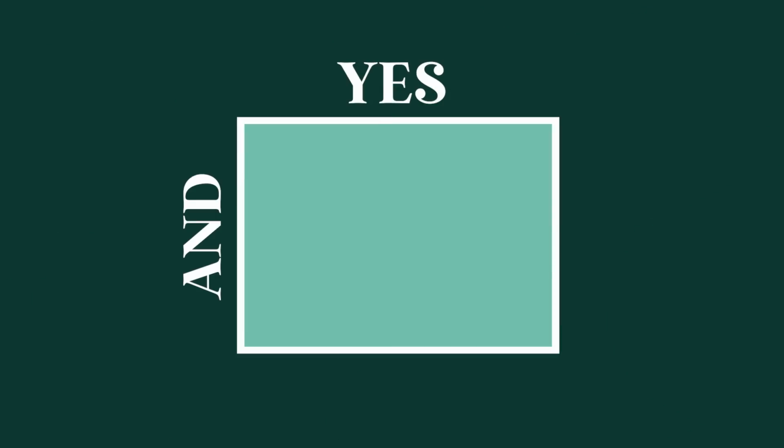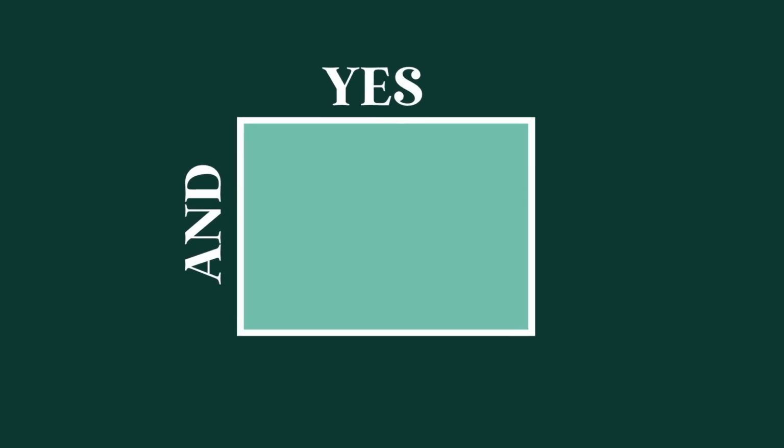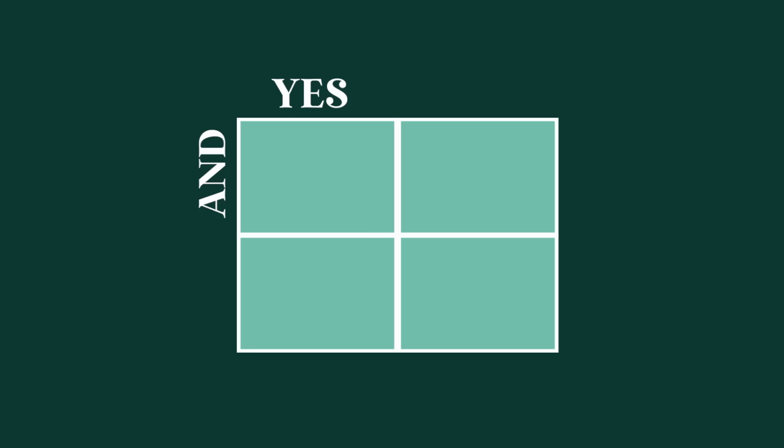Well, I have good news. Yes and does not have to be a standalone tool. It can be 25% of a bigger, better tool. And that's because both halves of yes and have a counterpart, no and but. May I present the yes, no, and but grid? The YNAB. It's fine, we're workshopping it.